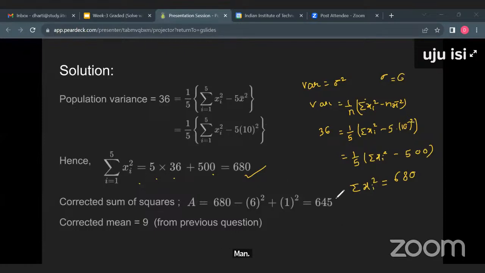Population variance is 6? No, the standard deviation was 6. When the standard deviation is 6, your variance will be the square of it.